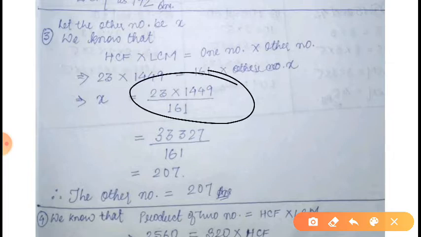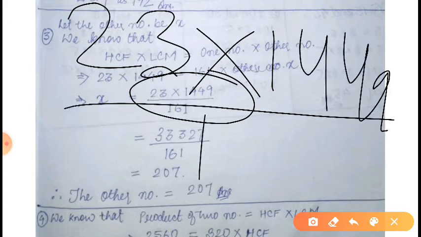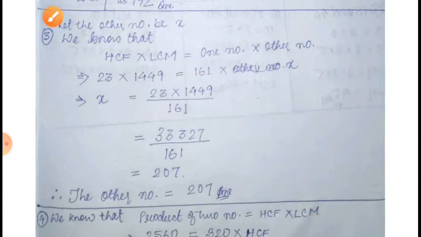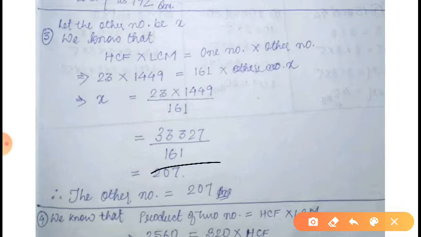Here you can see 23 into 1449 divided by 161. When you divide this, you will get 207. If you are having a problem, you can multiply 23 into 1449, you will get 33327, and when you divide this with 161, you will get 207. So the other number is 207.